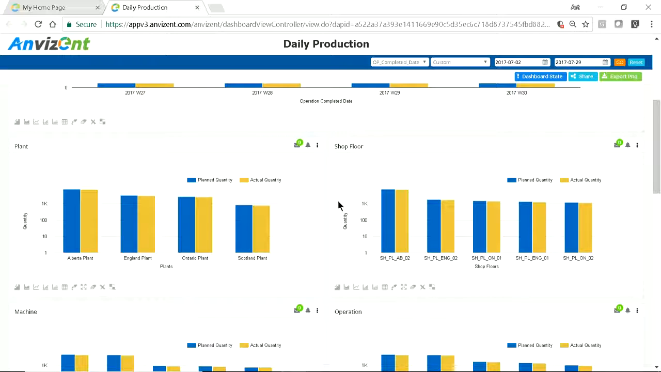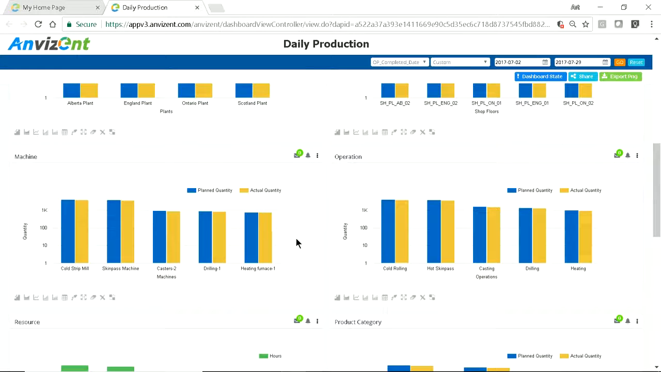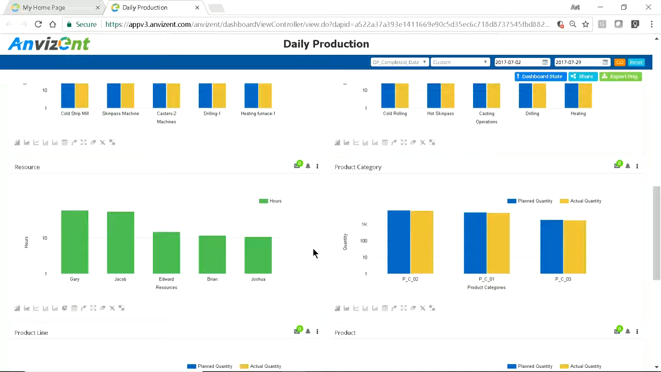The second row of these key performance indicators displays a Pareto chart by plant on the left and a Pareto chart by shop floor department on the right. The third row of key performance indicators displays a Pareto chart by machine on the left and by operation on the right. The next row of key performance indicators displays a Pareto chart by resource on the left and by product category on the right.